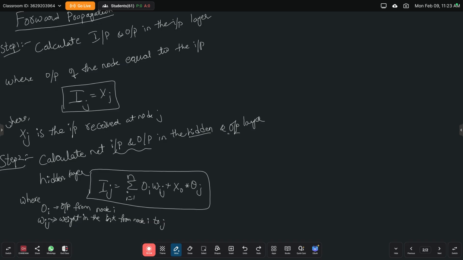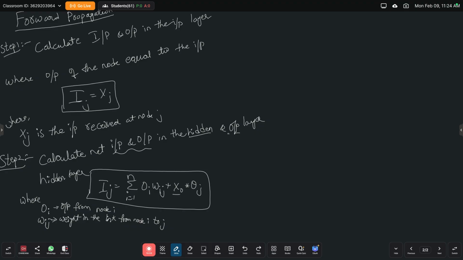Here we are randomly assigning the weights from the input layer to the hidden layer, and from the hidden layer to the output layer. The weights are always between minus 0.5 to plus 0.5 only.